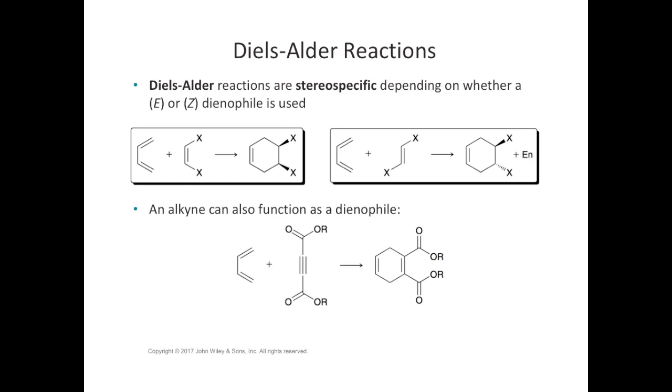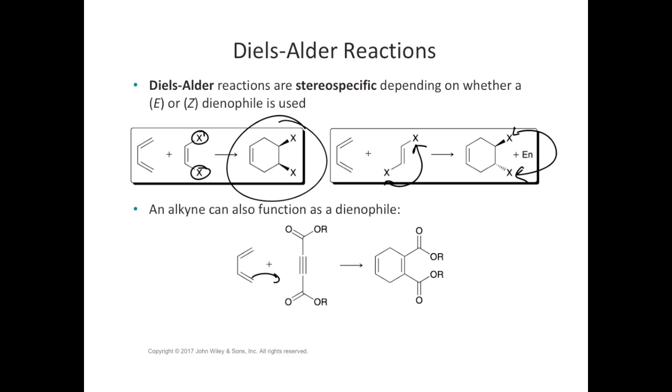What I mean by this is that if you start with an E or a Z dienophile, the stereochemistry of that dienophile is retained. So if your X groups on your dienophile are cis to each other in the starting material, they will also be cis to each other in the product. If they are trans to each other, then they will be trans to each other in the product. In addition, an alkyne can also function as a dienophile.